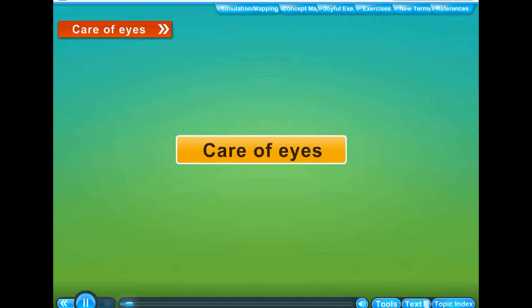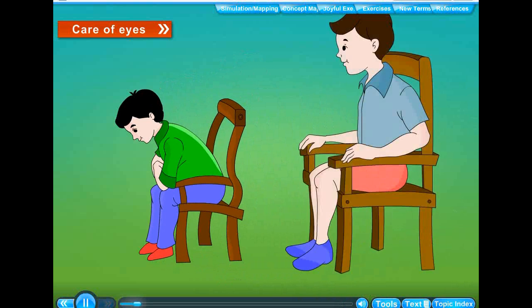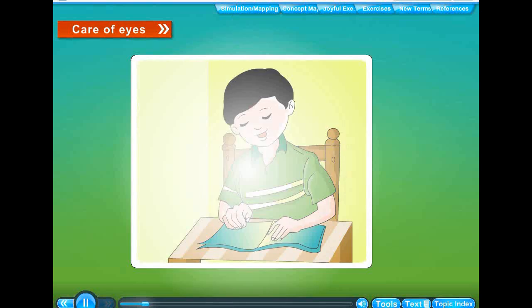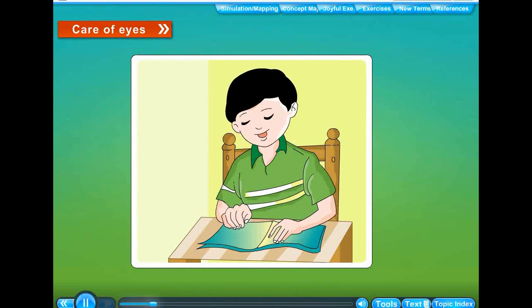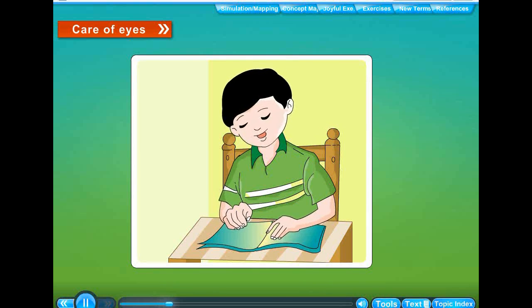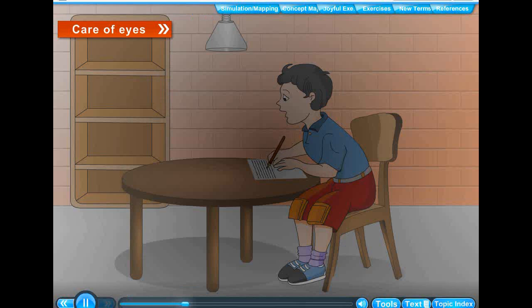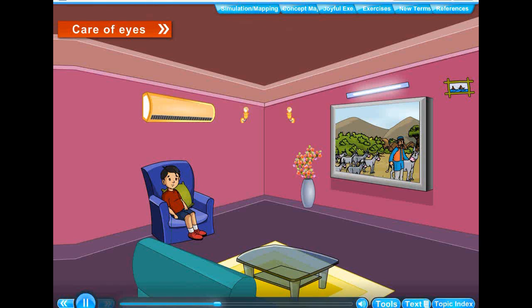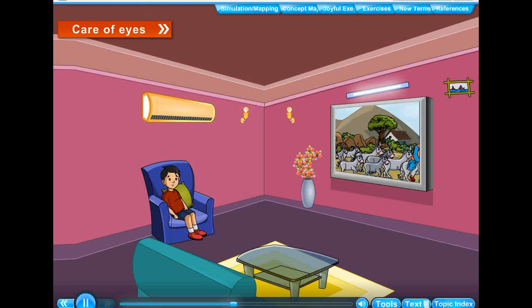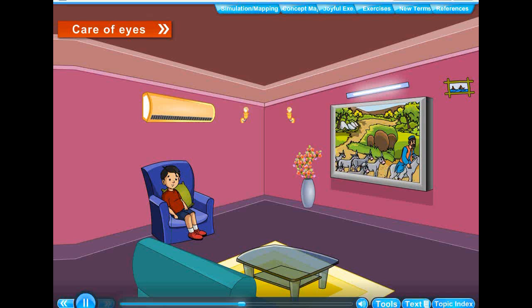Care of eyes. Always sit straight while reading or writing. Do not read while lying down. It strains the eyes. Always read at the normal distance for vision. Do not read in a dim light or very bright light. Insufficient light causes eye strain and headaches. Do not watch television or read for a long time. Sit at least 6 feet away from television set.